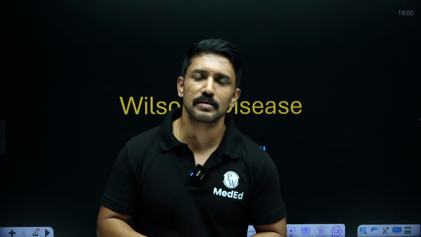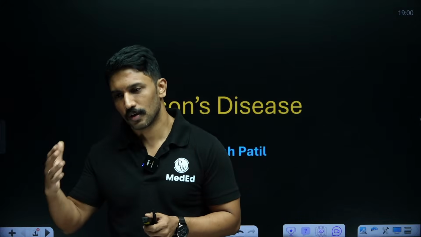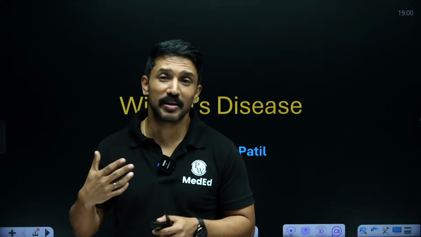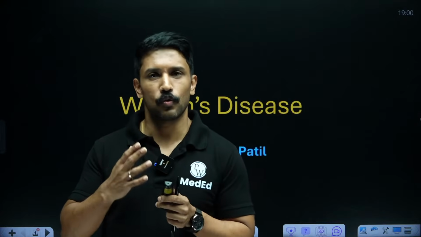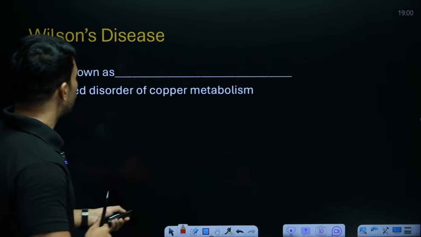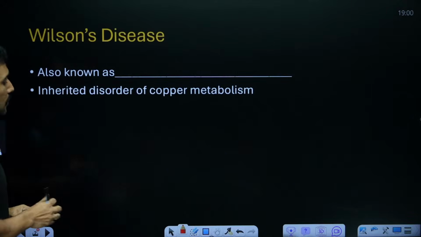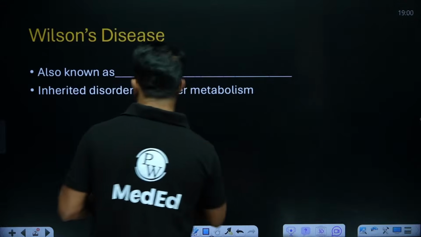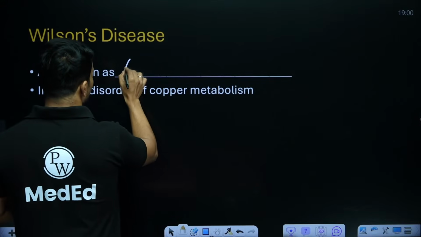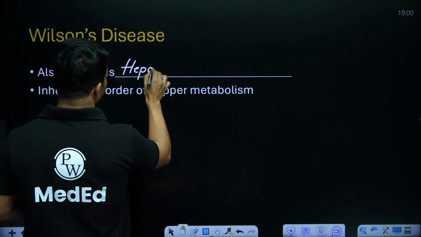So what is Wilson disease? Just like hemochromatosis, where there was systemic iron overload, Wilson disease is a condition where there is systemic copper overload, right? So let us learn about Wilson disease today. Wilson disease is also known as hepatolenticular degeneration. I want you to remember this name because examiners need not always mention it as Wilson disease.